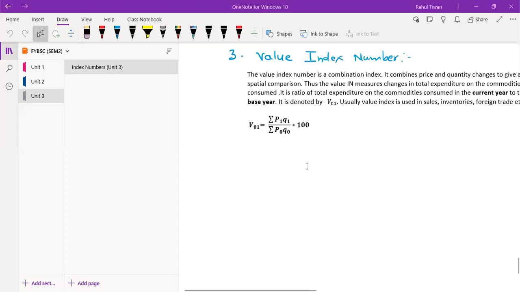Try to see. One criterion was remaining, which we will discuss in today's session. That was the circular test.